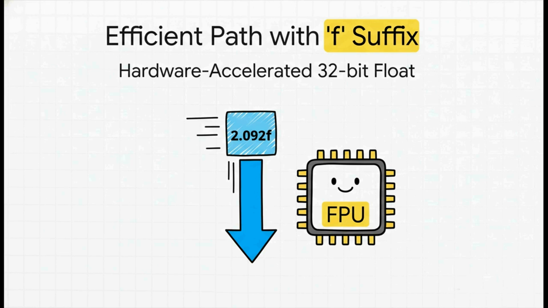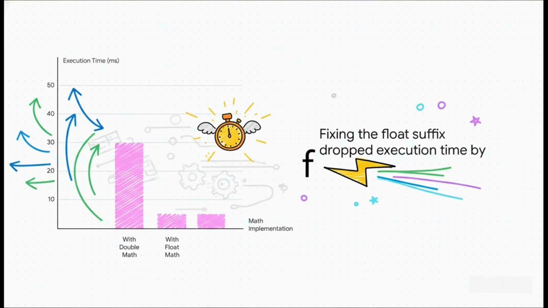So why does that matter? Well, the floating point unit, the FPU, on chips like the Cortex-M4 has dedicated hardware to do 32-bit float math super fast. If you don't add that F, you force the compiler to use slow software libraries to emulate 64-bit math, completely bypassing that speedy hardware. And the difference is, well, staggering. Making that one tiny change took a processing loop from 30 milliseconds all the way down to under 5. That's a 6x speedup. So the takeaway here is huge. If you're using single precision floats, you must use the F suffix on your numbers, always.